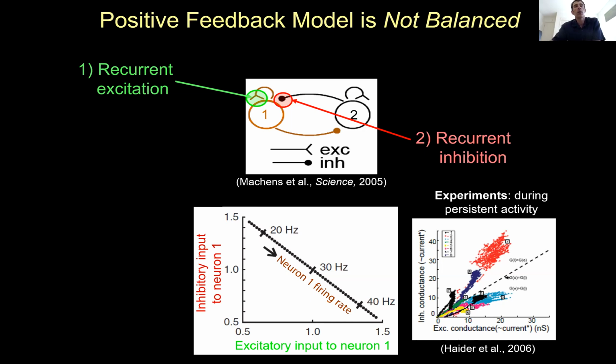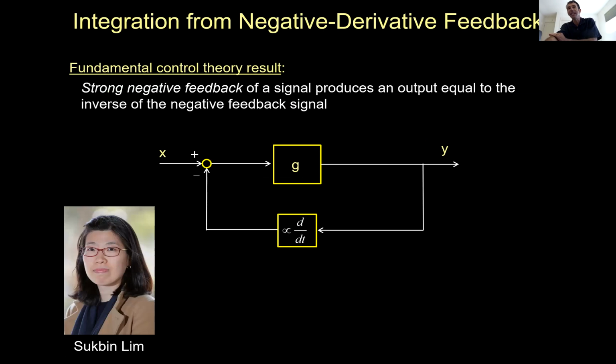Okay, so what this suggests is maybe we need a different principle. And in work a number of years ago with Sukbin Lim, we actually looked at a different framework for thinking about how persistent activity could be maintained. And it came from control theory.